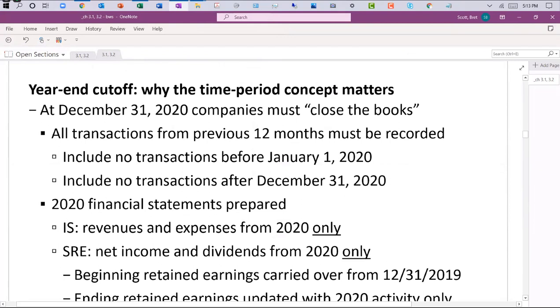The year end cutoff, why the time period concept matters. You have to realize that at the end of the year, companies must do a process called closing the books. We'll get to that later on, the process of how it's done. But it's a very important process because we need to make sure at the end of the fiscal year, all transactions from the previous 12 months have been recorded and inputted into the accounting system. We don't want to include any transactions prior to January 1st, the start of the year. We don't want to include transaction effects after the end of the current year. We want to keep it within the borders.